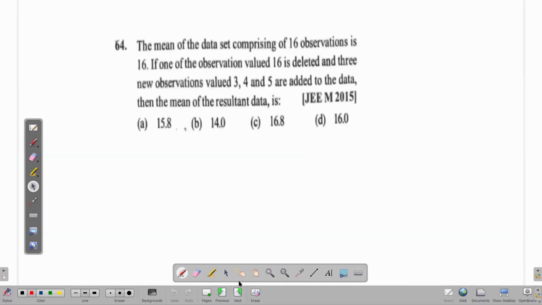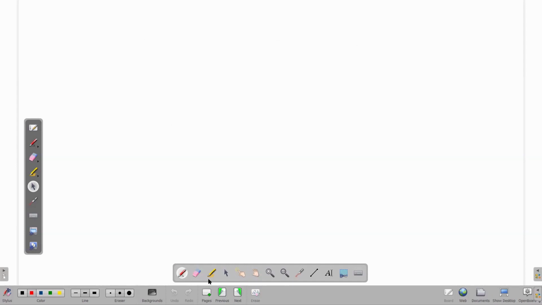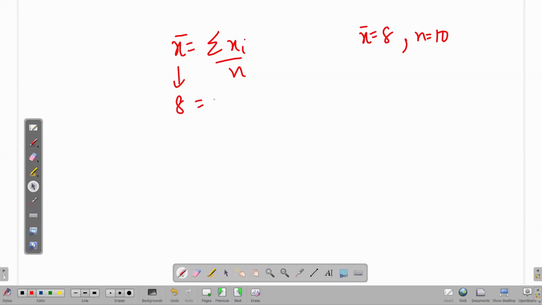Now next. One more result, that is from the formula of mean. Mean x bar is equal to sigma xi upon n. If mean is given to us, we can find out the sum of the observations. As if mean is given to us as 8, and suppose the number of observations is given to us as 10, then from the formula of mean, I can find the sum of the observations. Just I have to put the value of x bar here 8, sigma xi, which I have to find out, and I replace this n by 10. So from here, I can find out sigma xi is equal to 80.